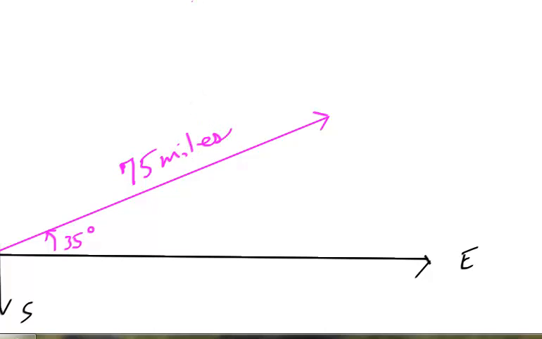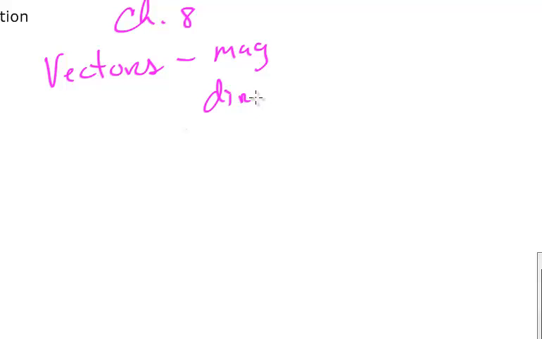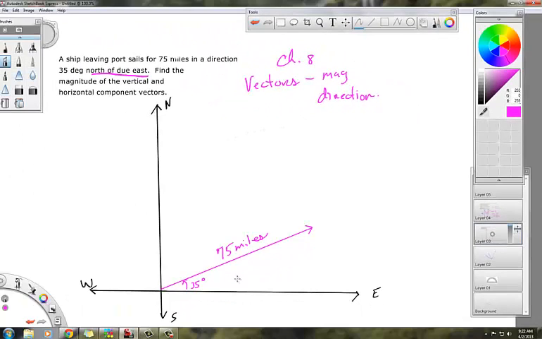So we talk about vectors having magnitude. Yesterday, that was the whole focus of this, magnitude and direction. This is the magnitude, 75 miles. That's how far the thing goes. The direction is 35 degrees north of east. This is the magnitude and direction. That is a true vector. It wants to know, though, find the magnitude of the vertical and horizontal component vectors. Let me show you what that's all about.